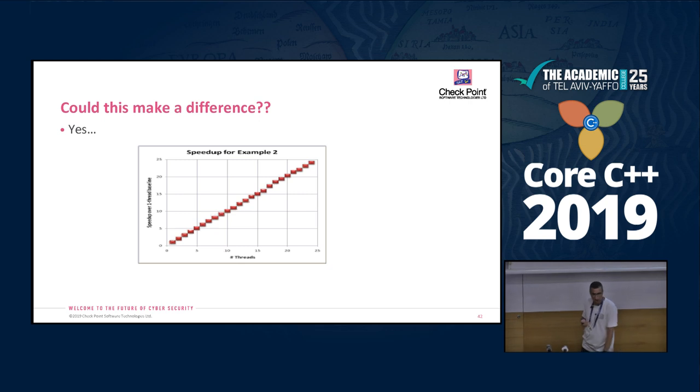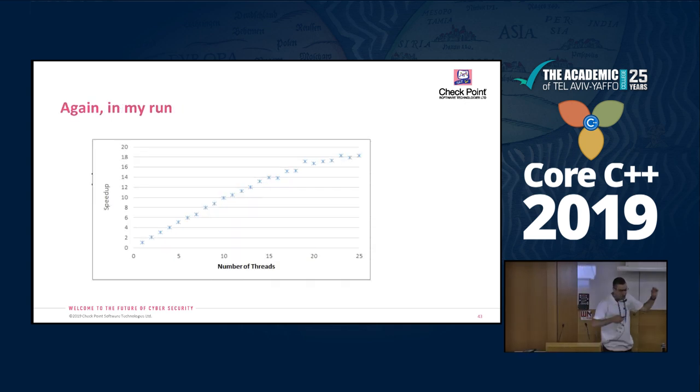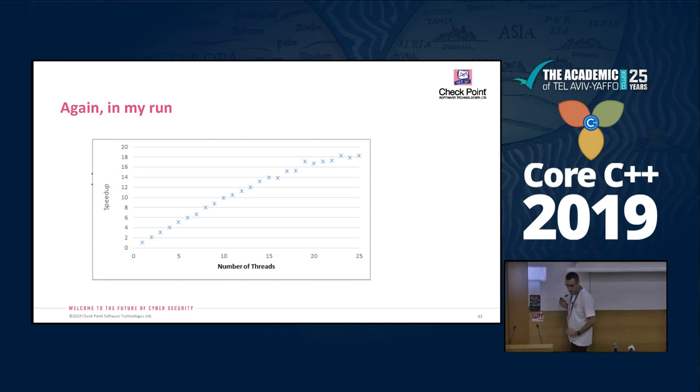Could this make a difference? Well, obviously, yes, because otherwise I wouldn't have put it. But that's the most beautiful two words in the English language. Linear scalability. When I ran it, I didn't get quite so linear, but we got 19 times as opposed to 1.4. I think that's quite impressive, and I love this example because it's so counterintuitive unless you know it. And the resolution is so simple.